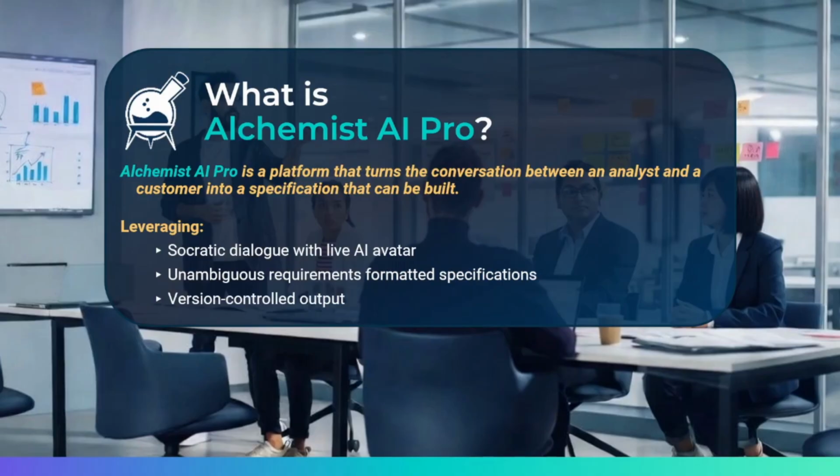What comes out the other end isn't a sketch, and it isn't a prompt. It's a versioned requirements package, architecture, technology choices, implementation plans. The kind of artifacts a team can put under source control and start working on immediately. That's the shape of it. The rest of the training is about how Alchemist AI Pro gets there.